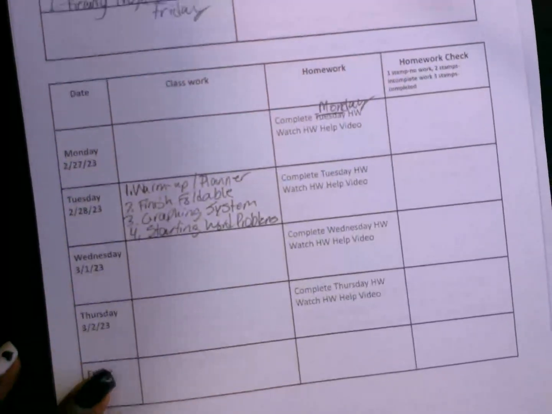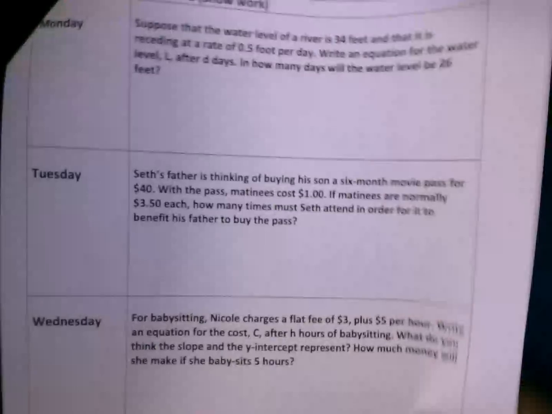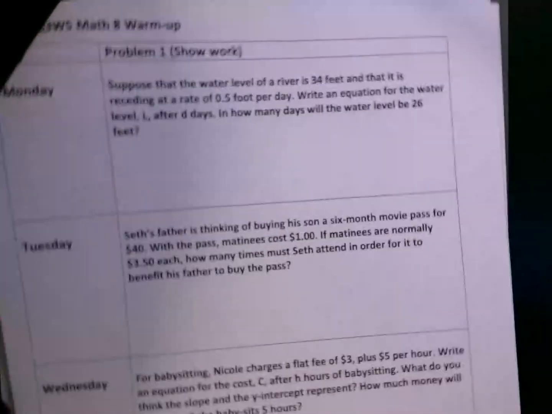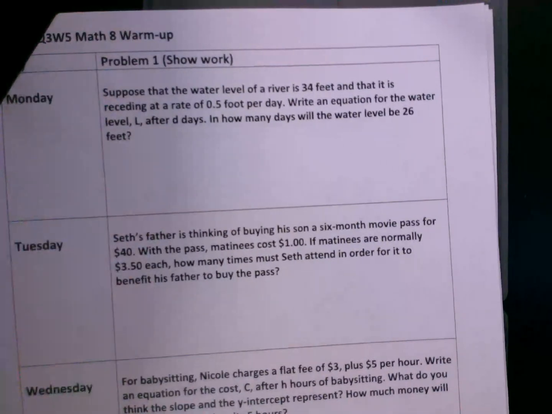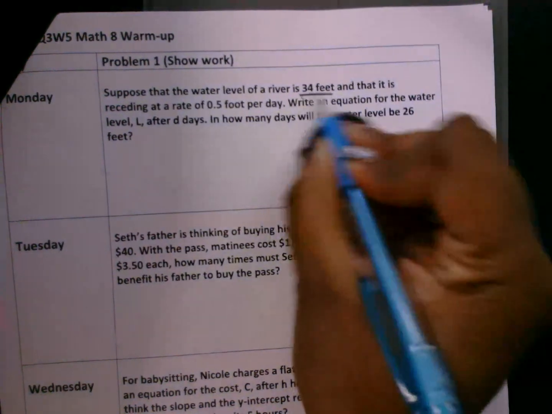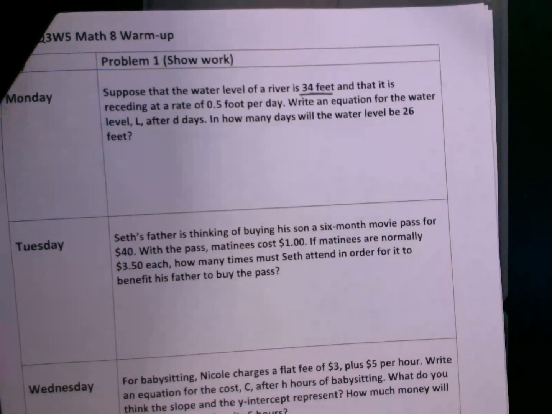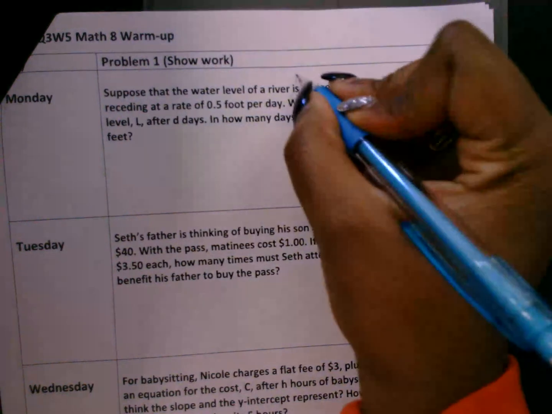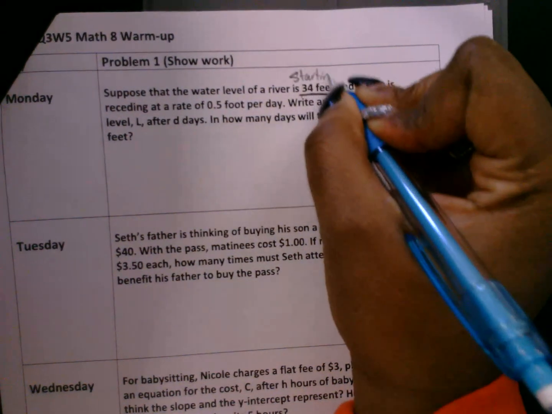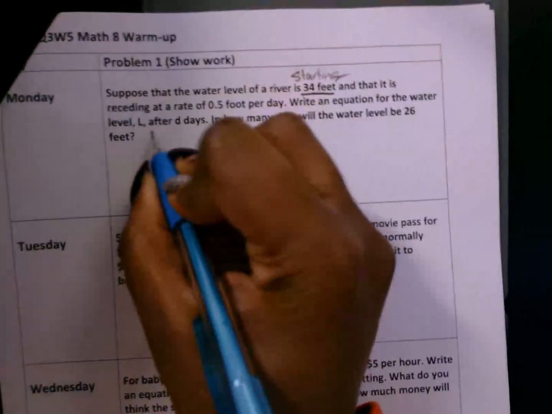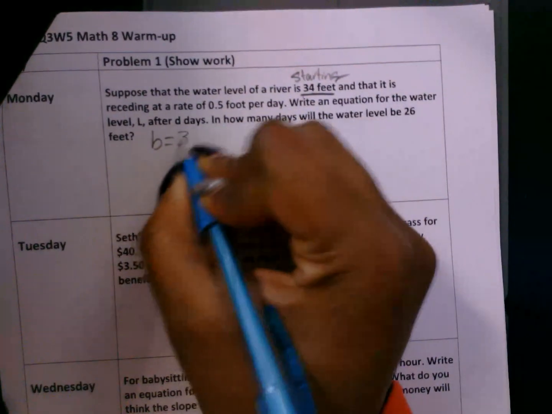Okay, let's look at the warm-up, please. We're doing it now. All right, so let's look at Monday. We're going to do this one together. It says, suppose the water level of the river is 34 feet. Okay, so automatically it's 34 feet. That's the starting, which makes that your b. 34 feet.